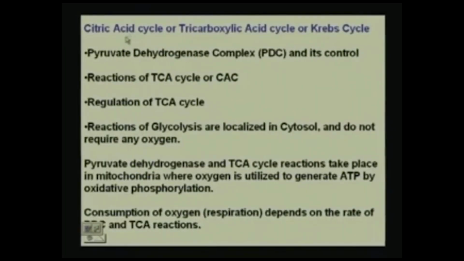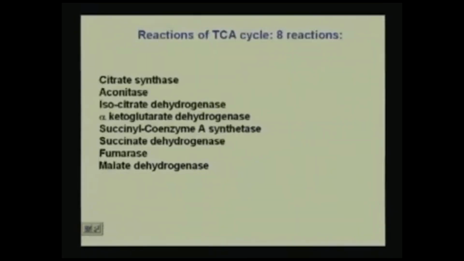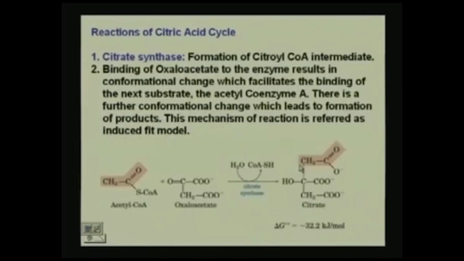Now, what do we have here? We have the basic features of the citric acid cycle, where we have the PDC and its control, reactions of the TCA cycle, and we have, as I mentioned before, the reactions of glycolysis that are localized in the cytosol, and these take place in the mitochondria. Okay, the matrix, and the respiration, the ultimate oxidative phosphorylation, takes place in the inner mitochondrial membrane. These are the enzymes. There are 8 reactions going on here. We have citrate synthase, aconitase. We will go step by step in each of these, like we went for glycolysis.